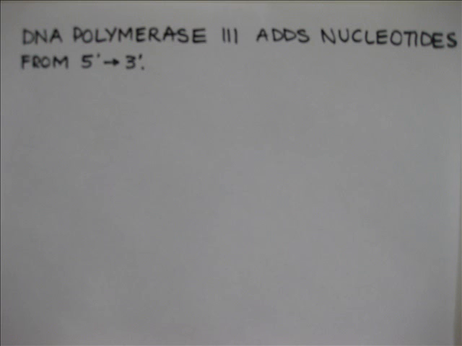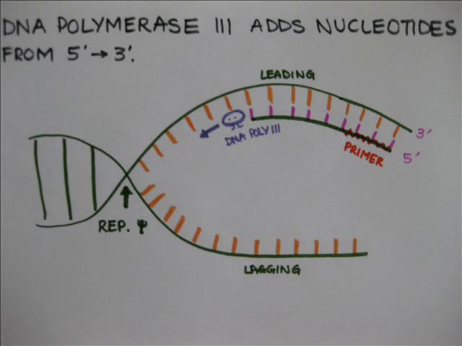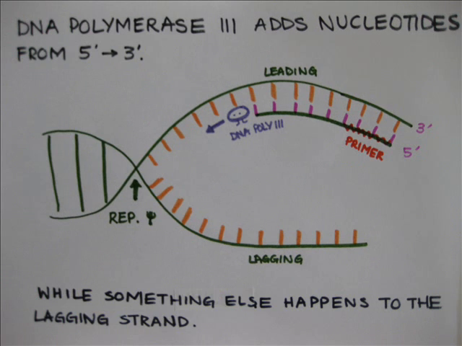Then, DNA polymerase III adds nucleotides from a 5' to 3' direction on the leading strand. However, before we start this, we need an RNA primer, laid down by primase. DNA polymerase III adds to this and completes the strand, while something else happens to the lagging strand.